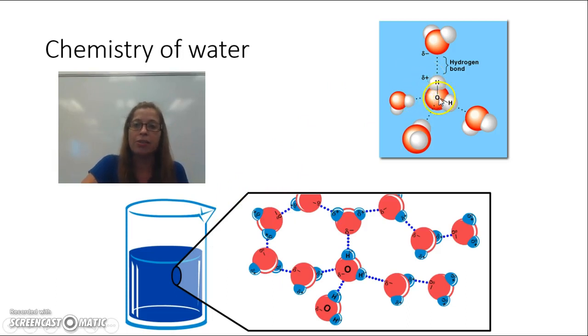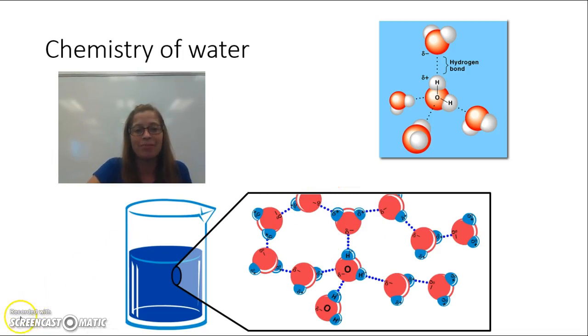Now you'll see that the resulting attraction between the negative side of the water molecule and the positive side of the water molecule creates this thing called a hydrogen bond. And when the water is linked together in the liquid form, those hydrogen bonds are constantly reforming and breaking, reforming and breaking. And that allows water to have some really cool properties.